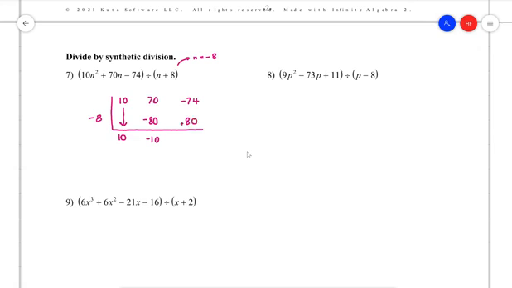Negative 74 plus 80 is 6. And then when we have synthetic division, this is my remainder. And my answer, we drop 1 power. So that's my n, and that's my constant. So my answer is 10n minus 10 with a remainder of 6. Remember, with synthetic division, we write our remainders over what we were dividing by.